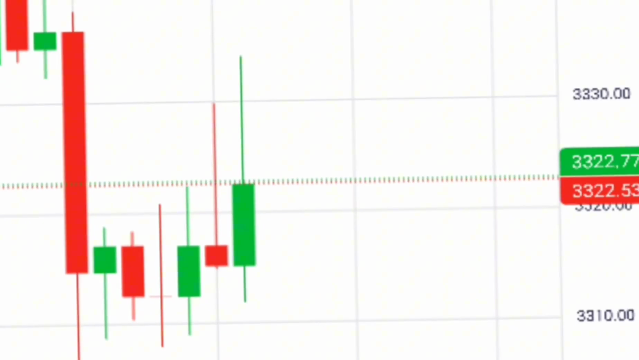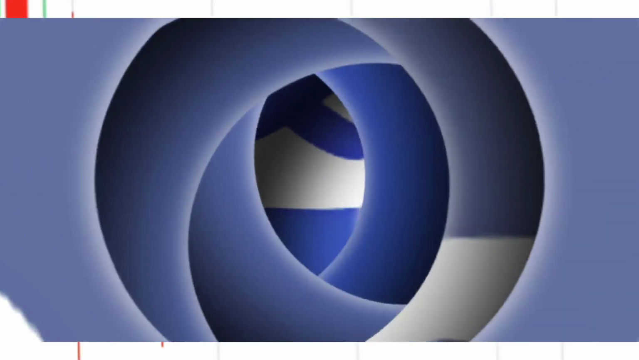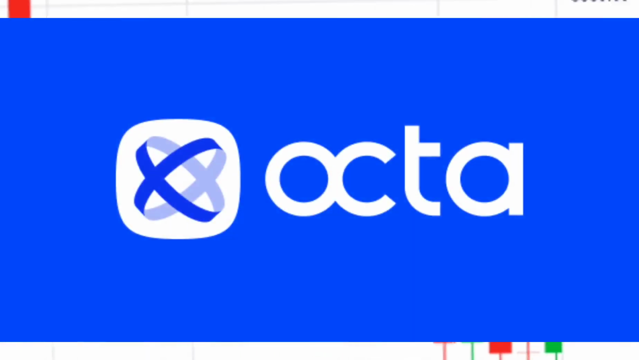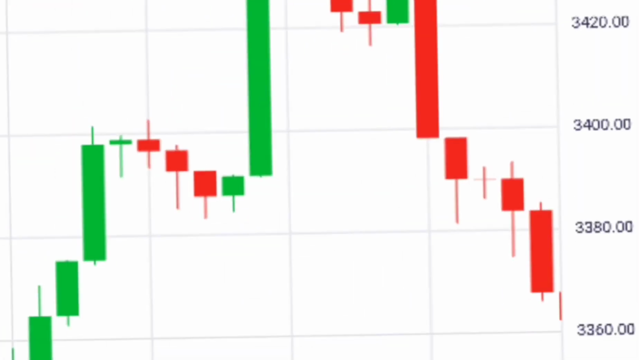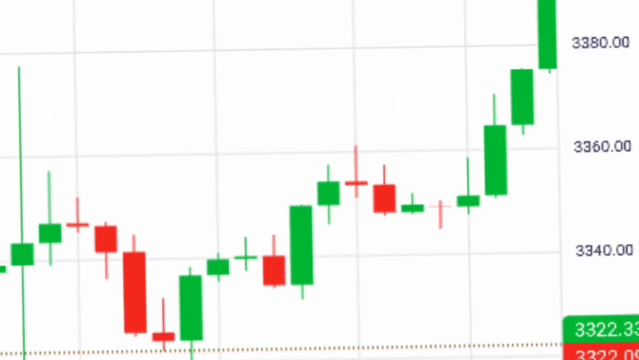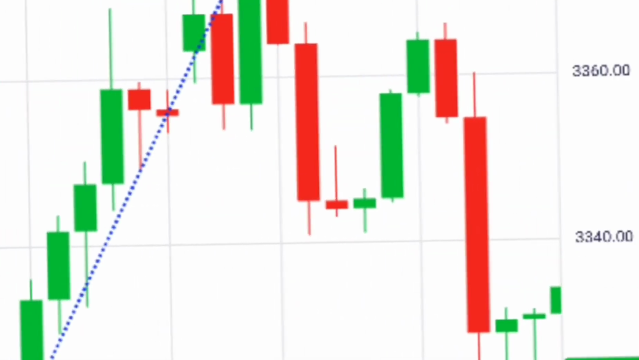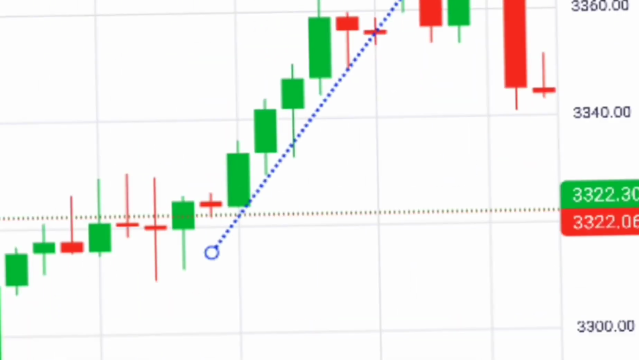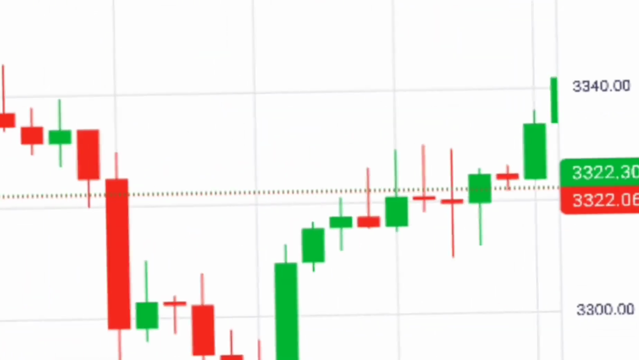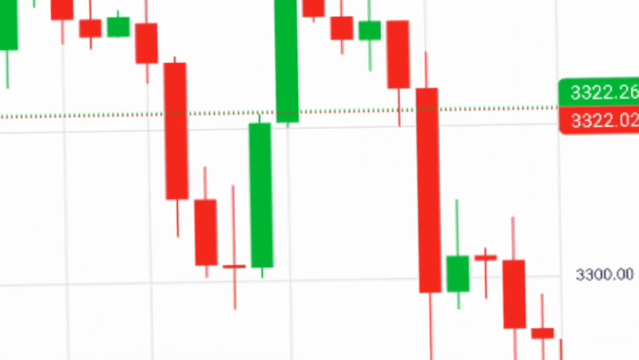But at the same time, I want to make it simpler for you. So for that reason, I am going to show you how you can use OctaFX itself to enter the trade, execute trade, and also analyze the trade. I am not saying that this is the best, but I'm trying to make it even simpler for you, because many of you have already opened your account.